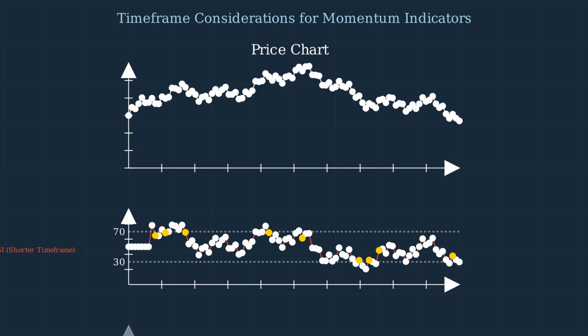The standard 14-day RSI provides a balance between signal frequency and reliability. A longer time frame, like this 21-day RSI, is less sensitive to short-term price fluctuations, generating fewer but potentially more reliable signals. However, longer time frames may miss shorter-term opportunities as they smooth out price action.